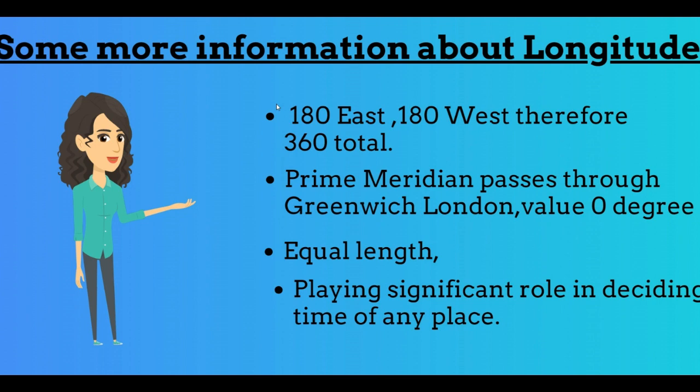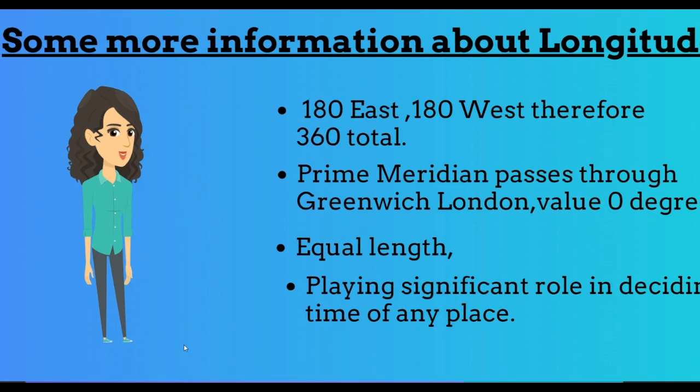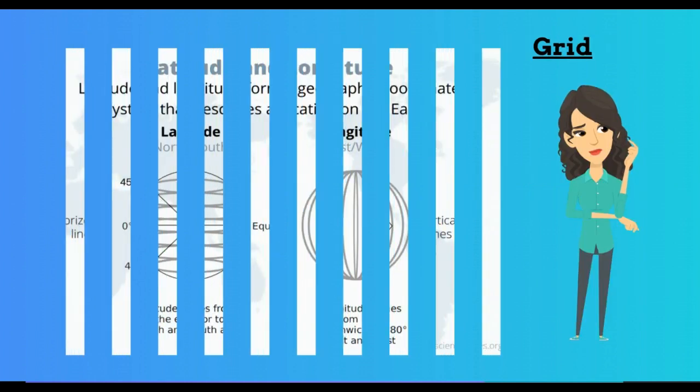Let's know something more about longitude. 180 on the east and 180 on the west side. Therefore, the total number of longitudes is 360. The prime meridian passes through Greenwich, London, which has a value of 0 degree and is called the prime meridian. It divides the Earth into two equal halves, the eastern hemisphere and the western hemisphere. All the parallels of longitude are equal in length and play a significant role in deciding the time of any place.